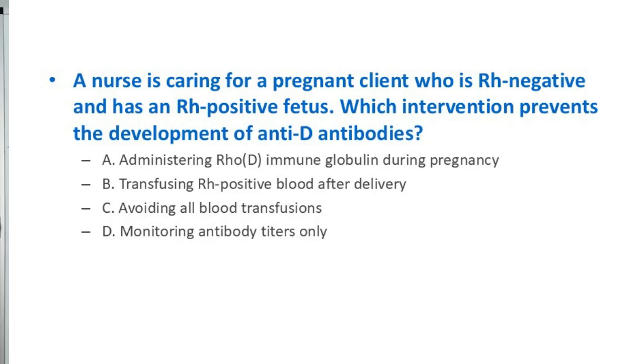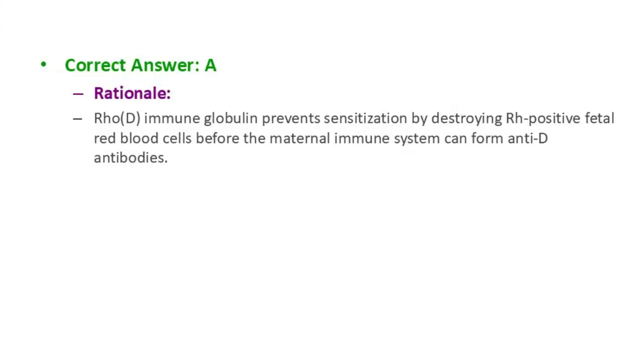Question 1. A nurse is caring for a pregnant client who is rhesus negative and has a rhesus positive fetus. Which intervention prevents the development of anti-D antibodies? A. Administer Rh immune globulin during pregnancy. B. Transfusing rhesus positive blood after delivery. C. Avoiding all blood transfusions. D. Monitoring antibody titers only. The best answer will be A. That is the Rh immune globulin, which is also what we call RhoGAM. It prevents sensitization by destroying the rhesus positive fetal red blood cells before the maternal immune system can form the anti-D antibodies.